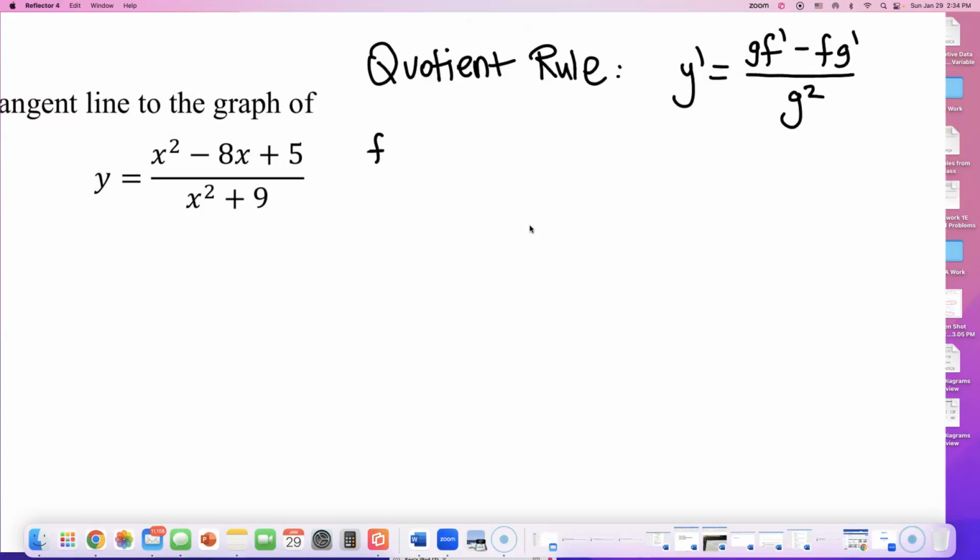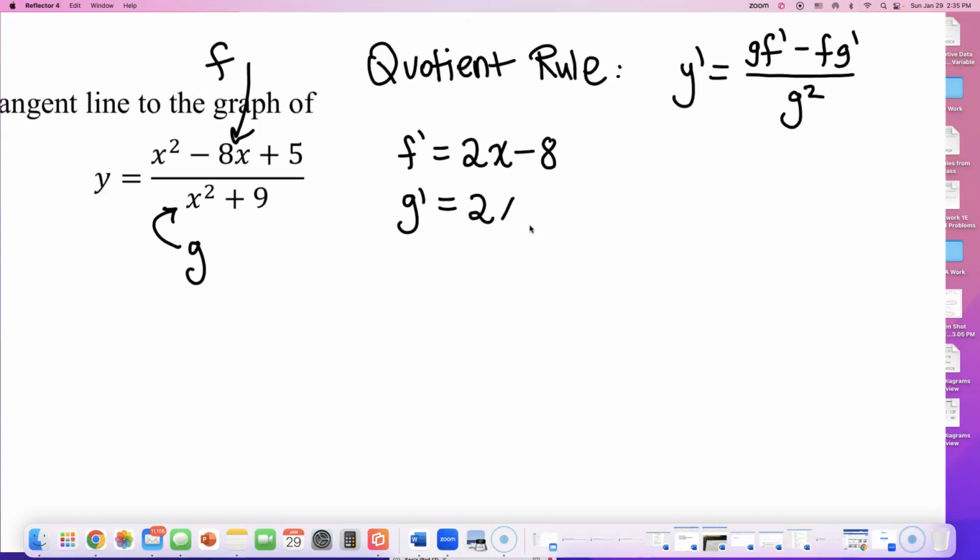So f is equal to, this is what f is. So I'll just circle it. So that's f. The top of the original function is f. And this down here, that's g. Okay, so that's g. I'll say this is f and this is g. All right, so what's f prime then? F prime is going to be 2x minus 8. And g prime is going to be just 2x. Taking the derivative of the original top and the bottom.